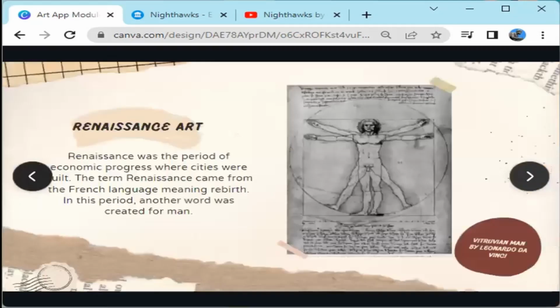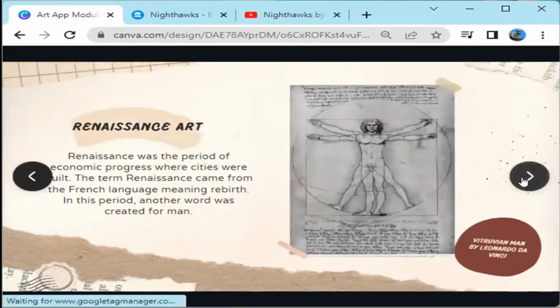So, another is yung mga works na pag-usapan na natin sa case study dito sa art app, yung mga work during Renaissance. And Renaissance was the period of economic progress where cities were built. The term Renaissance came from the French language meaning rebirth. And in this period, another word was actually created for man. So another would be yung Vitruvian Man, Leonardo da Vinci. Okay? So ang focus nito is yung symmetry ng katawan ng tao.